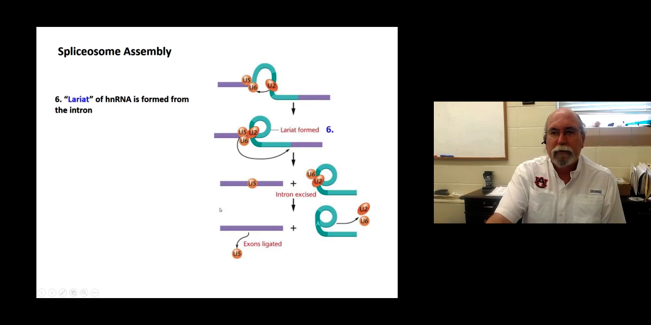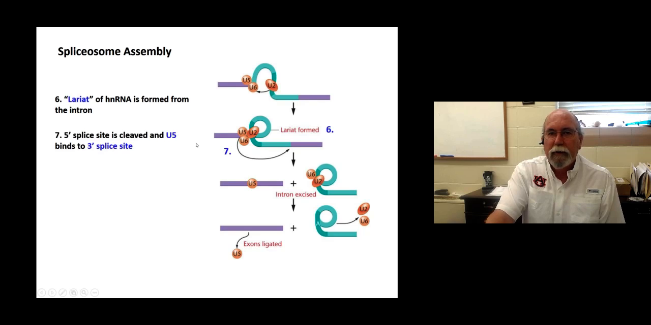So this looks like the ends of a lariat loop right here. Okay, so we start to have that formed, and once we do that, we cleave this first site. All right, so we cleave off this end of the exon intron boundary. The 5' end of the intron is cleaved off, and we have our loop then move.